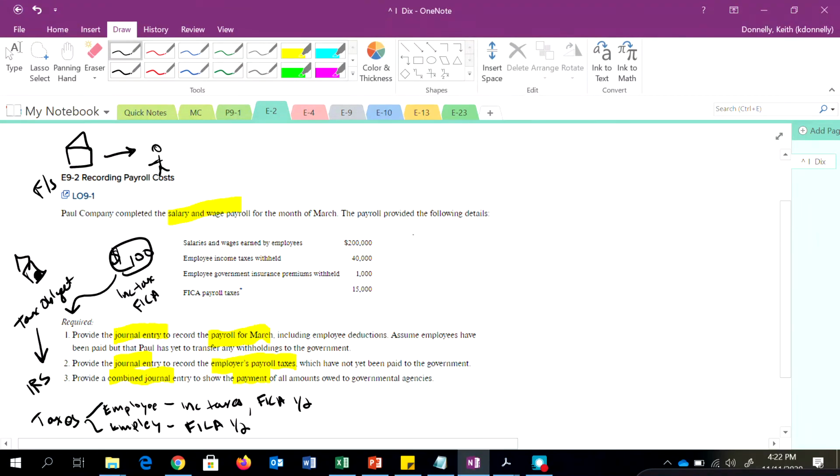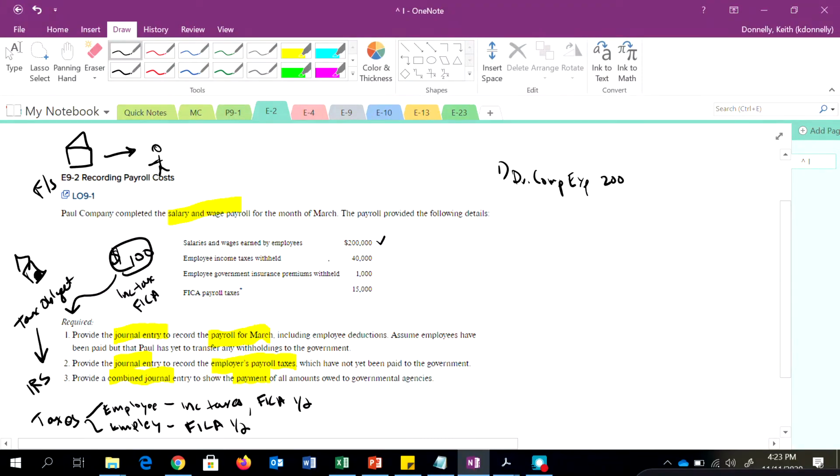So with that, let's do number one here. The idea with this is, given these facts, we're going to start with salary and wages earned. Well, if we know that's the case, 200,000, we're going to debit compensation expense, 200,000.